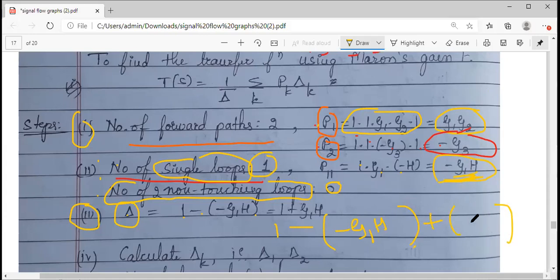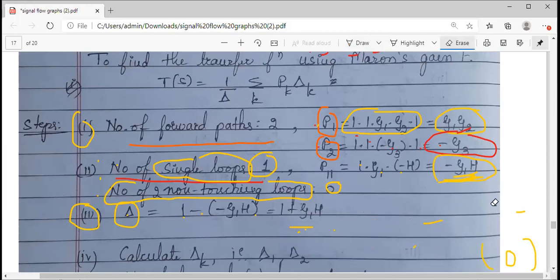1 minus the sum of gains of single loops, then alternately minus, plus. Next is the sum of gains of 2 non-touching loops, which is 0. Then alternately plus, minus, then the sum of 3 non-touching loops, again it is 0. So if you continue this further, all the values are 0. That's why you will get only the first 2 terms, 1 minus of minus G1H. So if you just take this bracket, minus into minus will become plus. So 1 plus G1 into H. So I have found delta also.